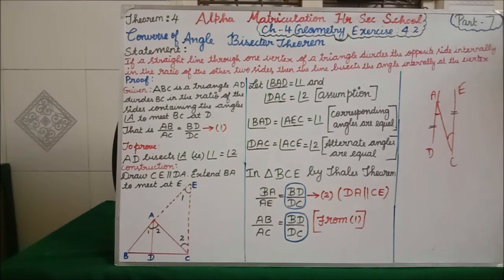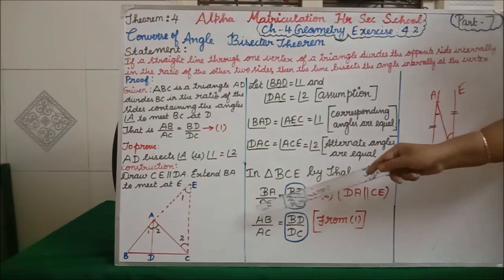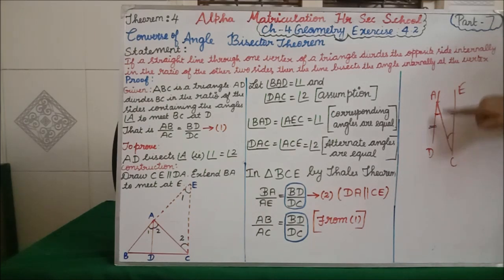See students, DAC, from this diagram I have drawn here, DAC is equal to ACE. We all know the CE line is parallel to DA. In these parallel lines, the middle line is the transversal line. So here one angle is coming on this side and here one angle is coming on that side, which means this is an alternate interior angle. Clear all of you?